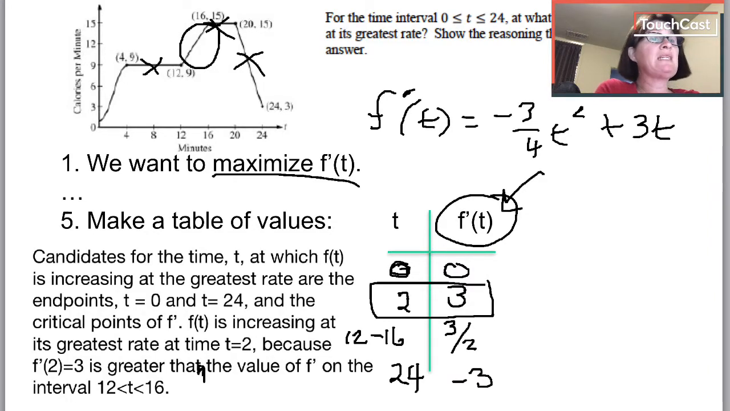Candidates for the time t at which f of t is increasing at the greatest rate are the endpoints t is 0 and t is 24, and the critical points of f prime. F of t is increasing at its greatest rate at time t equals 2, because f prime of 2 is 3, which is greater than the value of f prime on the interval 12 to 16.